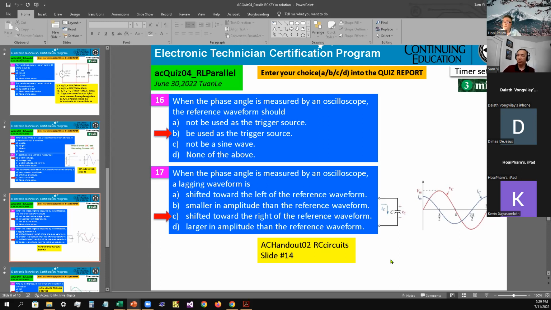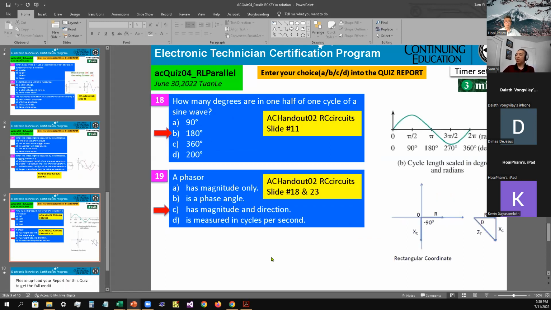So any question number 16 or 17? Okay, no question, page 10.